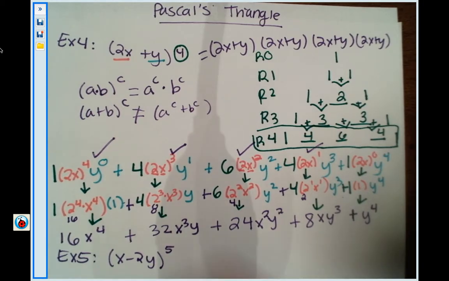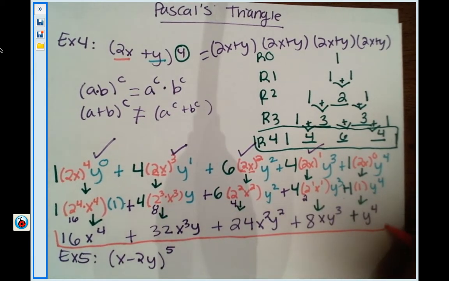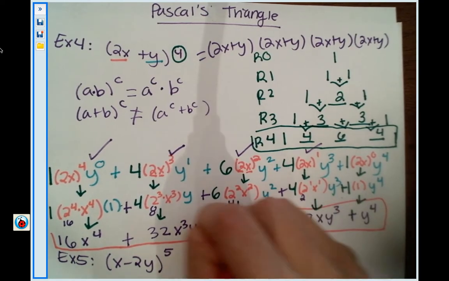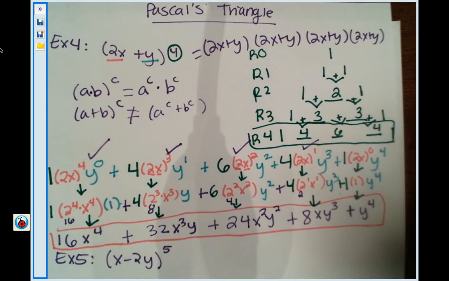Alright, guys, so this will be my final answer. And it's already simplified. When you do Pascal's triangle, you do not have to do any combining like terms. It's just done when it's done. So that's it, you guys. Now, example 5 is very similar to this one.